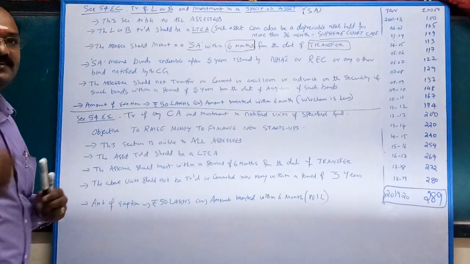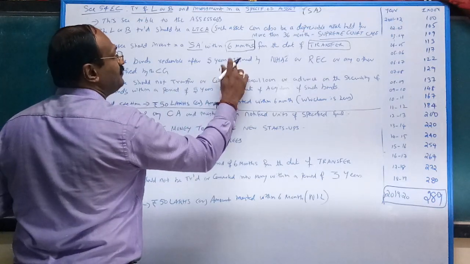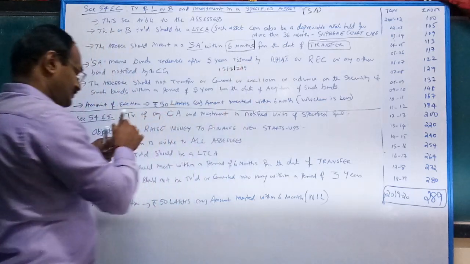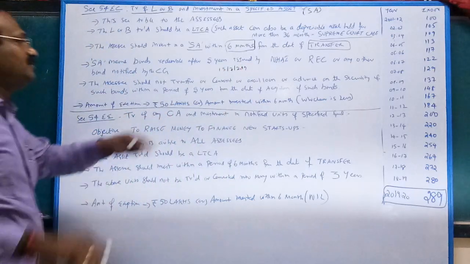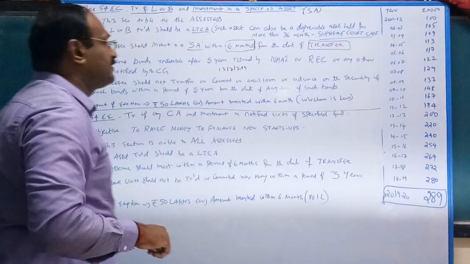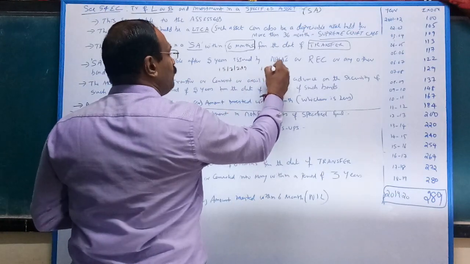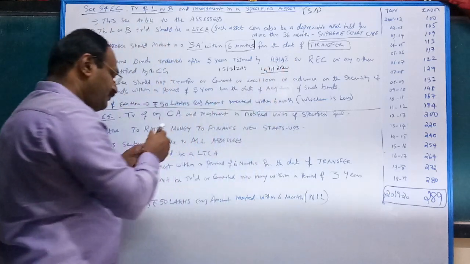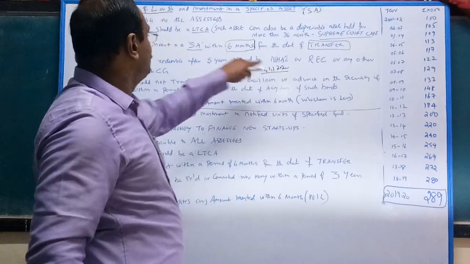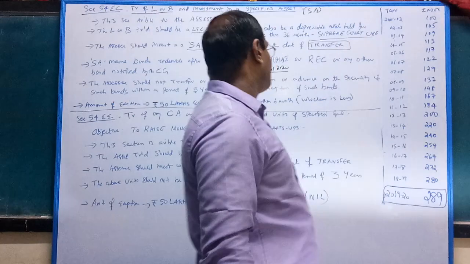Suppose the assessee transfers the land or building on 15/7/2019. This is the date of transfer. He has to invest in a specified asset within 6 months: 7 plus 6, 13, which is nothing but 14/1/2020. So on or before 14/1/2020 he has to invest. That is within 6 months. So the assessee should invest in a specified asset within a period of 6 months from the date of transfer.